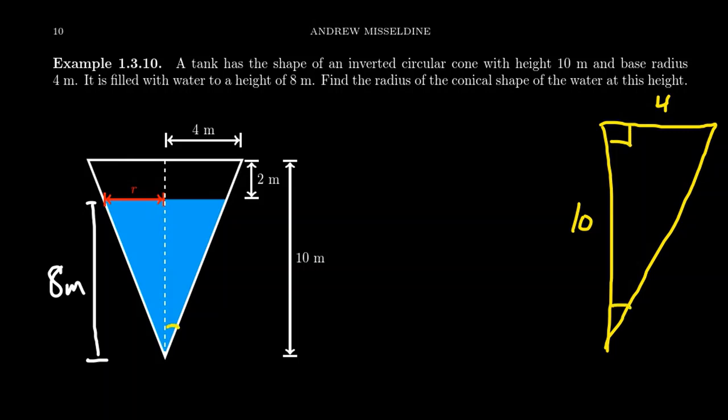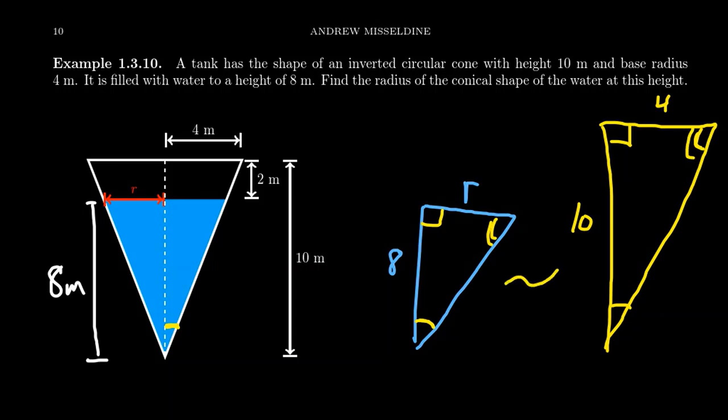Next, let's look at just the triangle involving the water. And again, we're just going to take half of it. Pull this over here to the side. We get a triangle that looks like this. The height is going to be 8, that's given to us. The radius we do not know. And again, this is the same angle in play right here. So these angles are congruent. Right angles are congruent to each other. So the other two angles have to be congruent to each other. These triangles are similar to each other. So we can set up proportions.